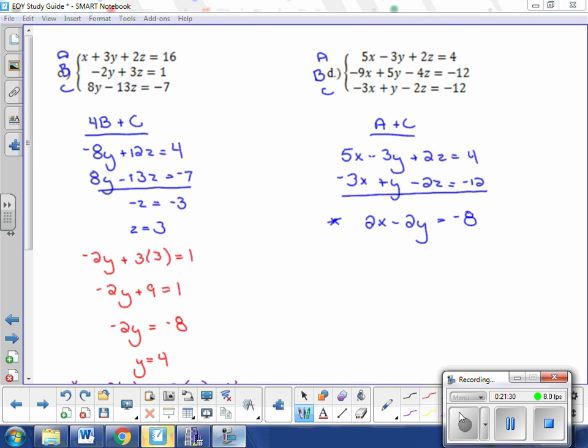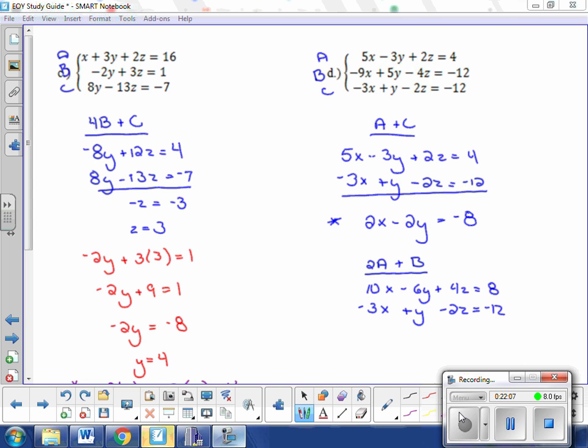Now, what I did was I eliminated the variable z by combining A and C. I'm going to combine two other equations to eliminate the variable z as well. To do that, I'm going to double A. I'm going to take 2A and then add that to B. If I double A, that's going to give me 10x minus 6y plus 4z equals 8.